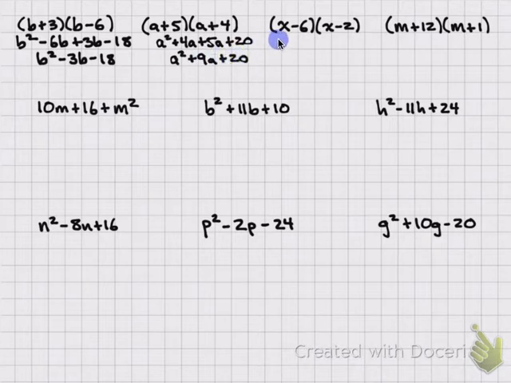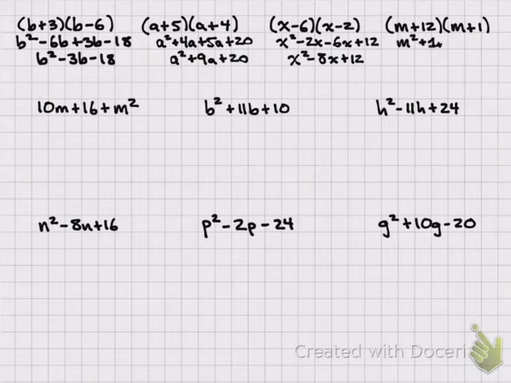In our third example, x minus 6 times x minus 2, the product would be x squared minus 2x minus 6x. Negative 6 times negative 2 is positive 12. So x squared minus 8x plus 12. And last but not least, for m plus 12 times m plus 1, we would end up with m squared plus 1m. I'm even going to write the 1. Plus 12m plus 12, for a grand total of m squared plus 13m plus 12.